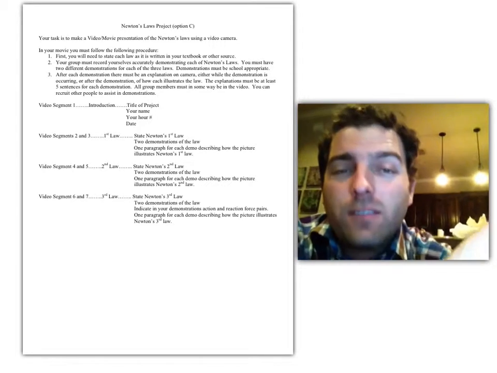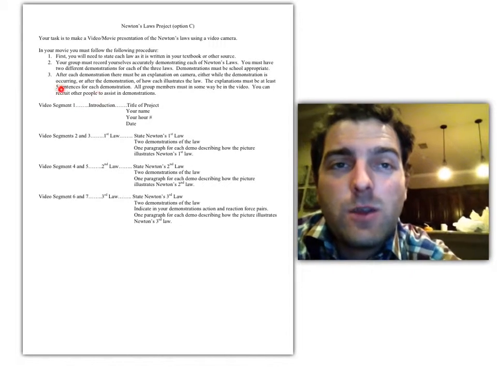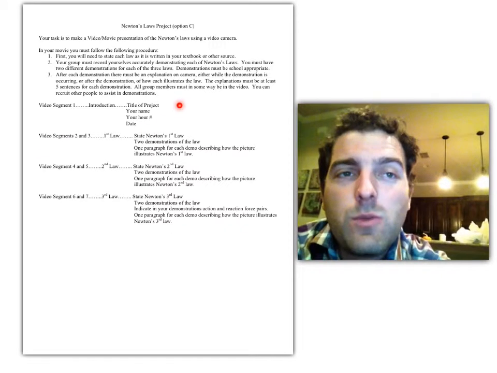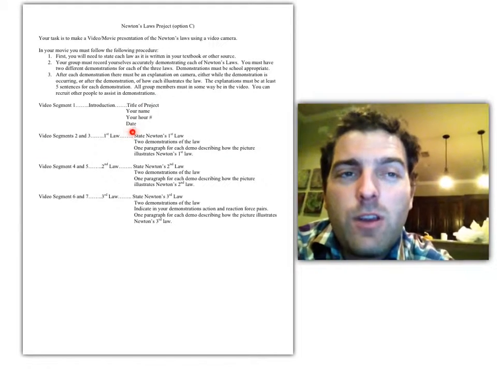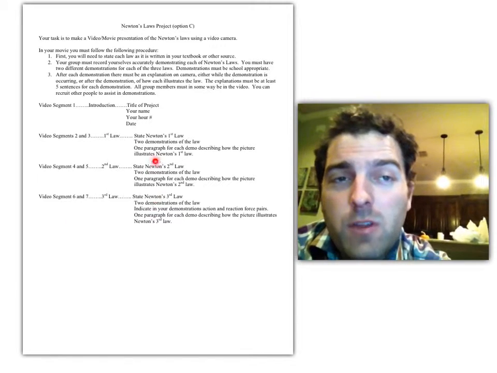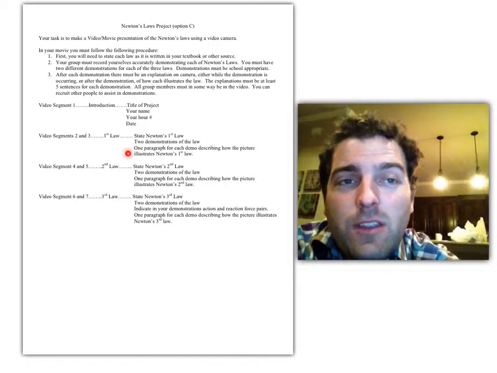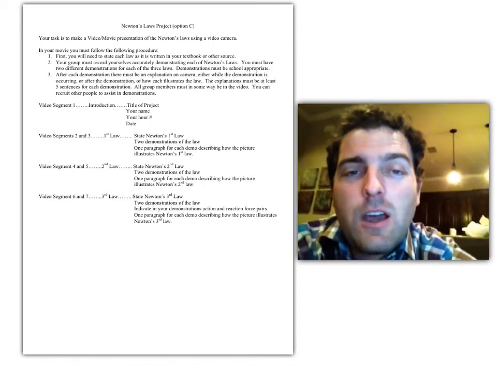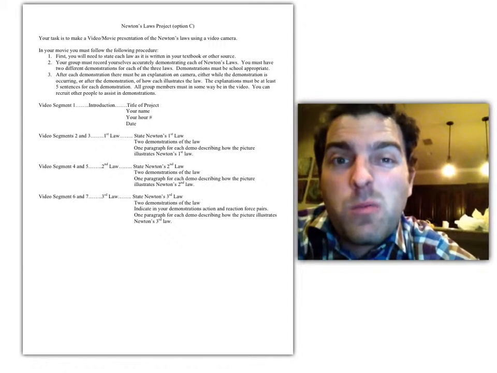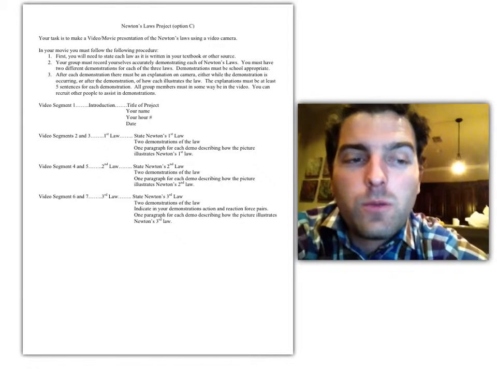So instead of having 7 pages or 7 slides or 7 pieces, you're going to have 7 video segments. Again, your introduction with your name, what period you're in, and the date, and all that good stuff. Then you're going to have 2 segments for each video clip. I think this is the coolest option, and probably the one that I'm going to want to grade the most and probably be easiest on. So I would definitely tend to sway you towards this one.